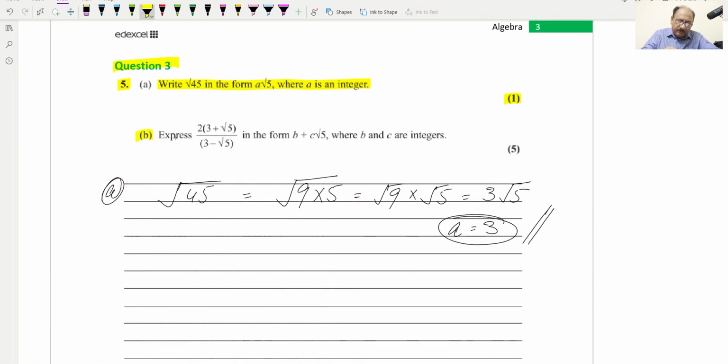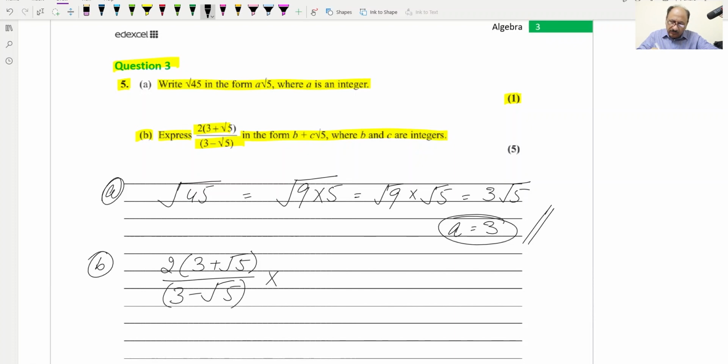Now part b: express this in the form b plus c root 5, where b and c are integers. This is basically a rationalization question. So for part b, we will do rationalization. The question given is 2 times 3 plus root 5 over 3 minus root 5.